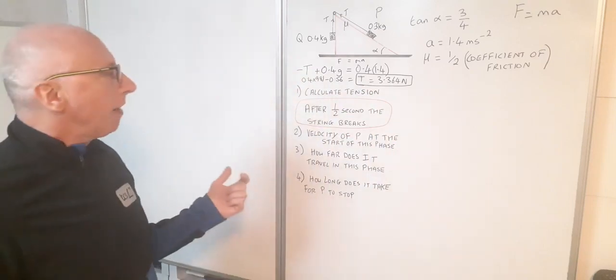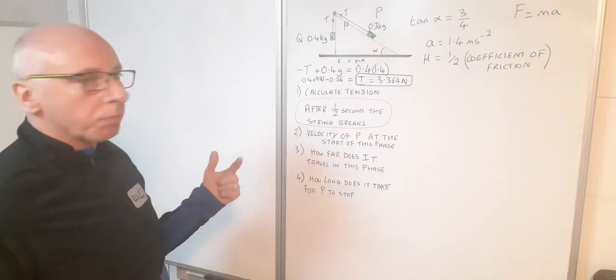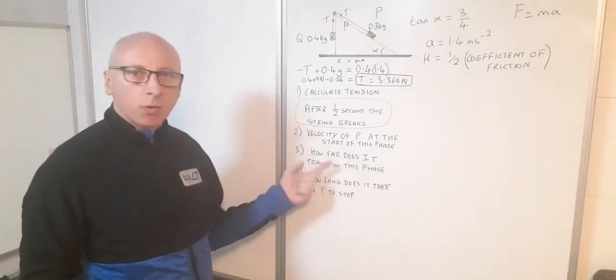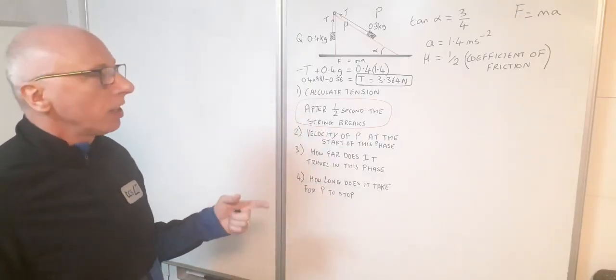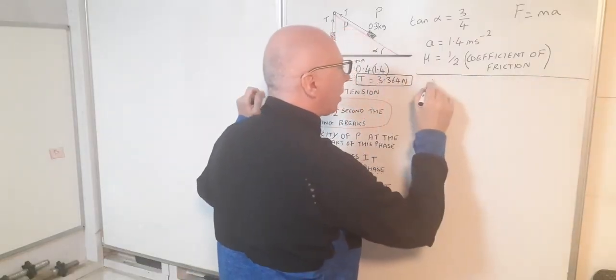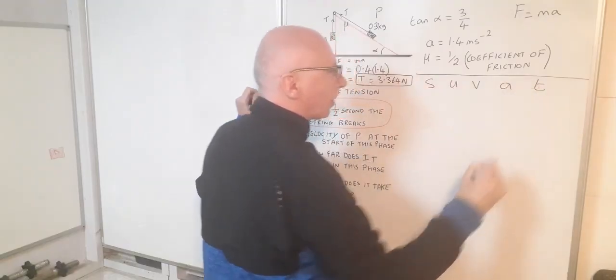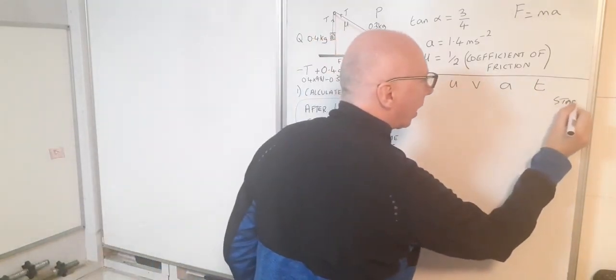Now what happens after the string breaks? Well, the easiest one to calculate first is probably going to be the velocity. But in the case of these 3 style of questions where you're looking for velocity, time and distance and so on, you're going to need the SUVAT equations. So I'm going to set them up over here. SUVAT. So at the start, what's happening at the start. Let's write down our values.